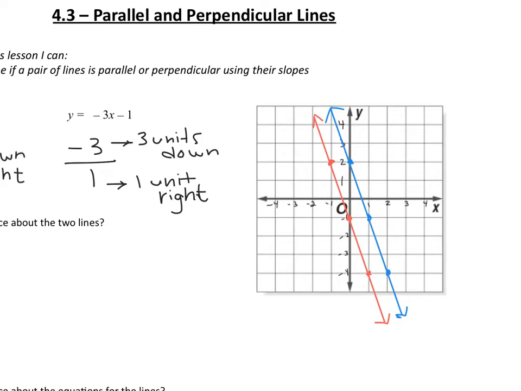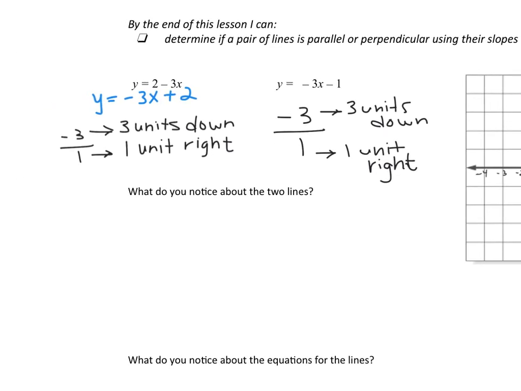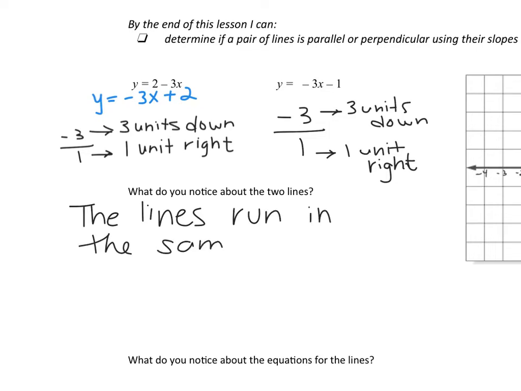Well, the first thing I notice is that my lines are running in the same direction. They are both sloping or slanting in this kind of downwards direction, and they are moving in the exact same direction. So I'm going to go back over here and I'm going to write that down. The lines run in the same direction.